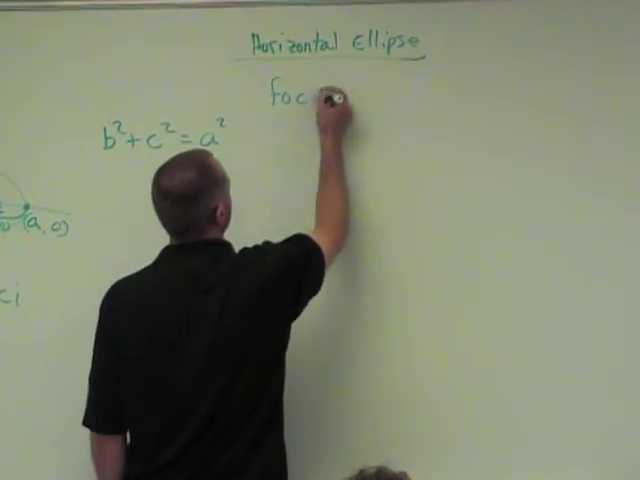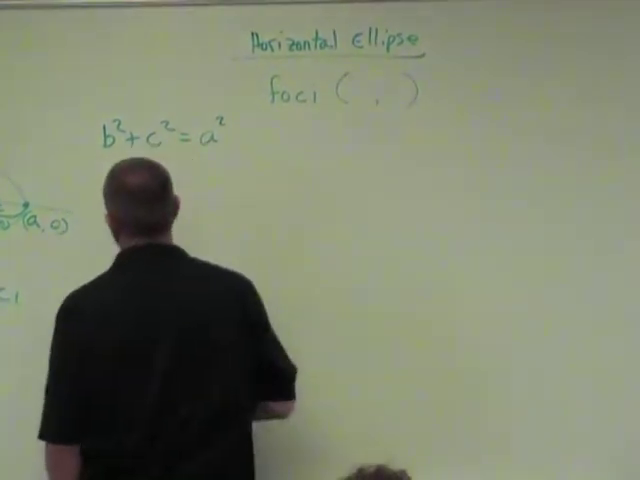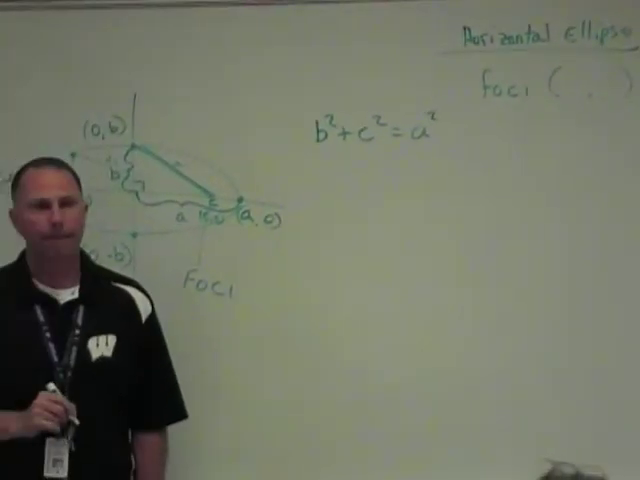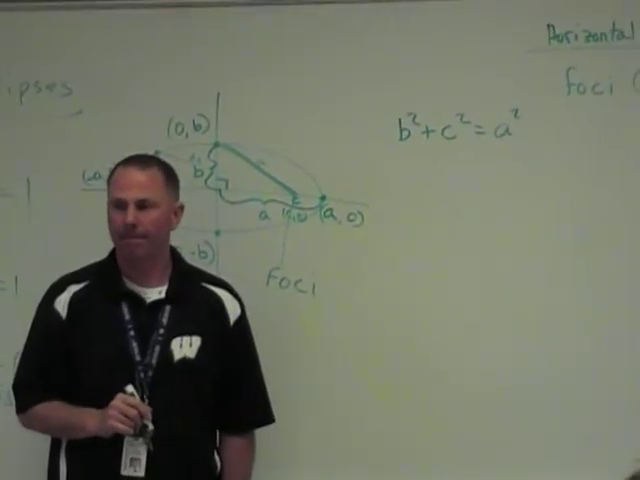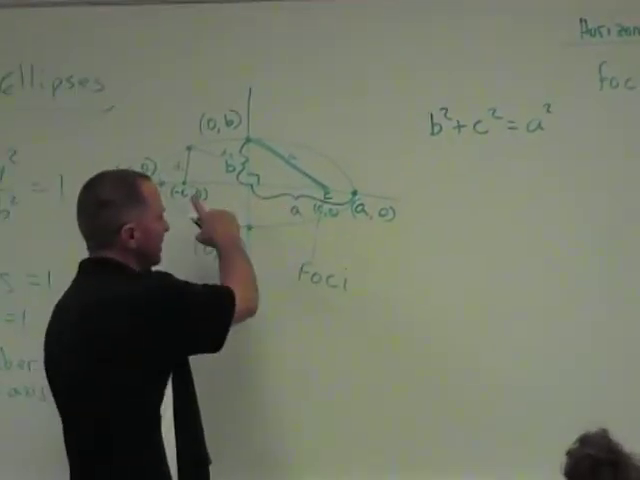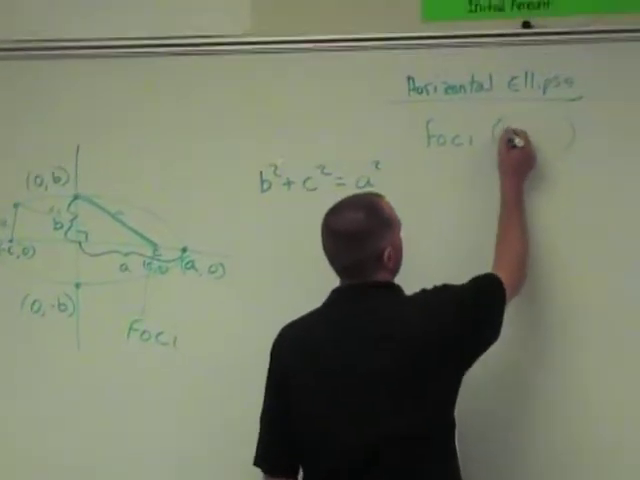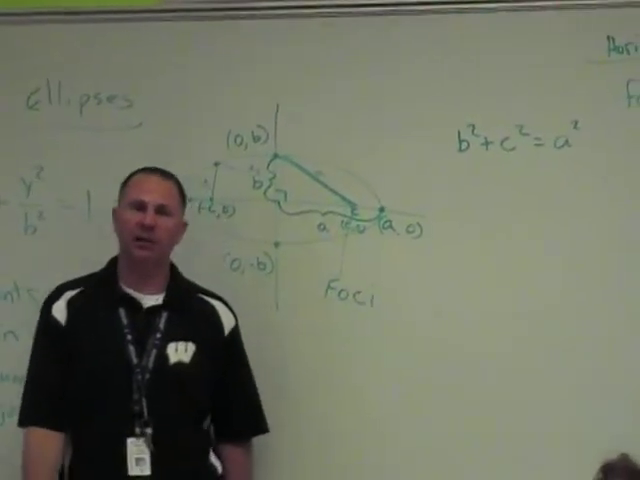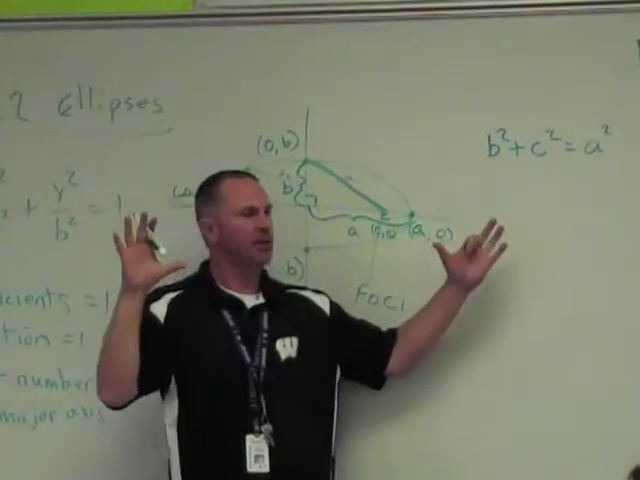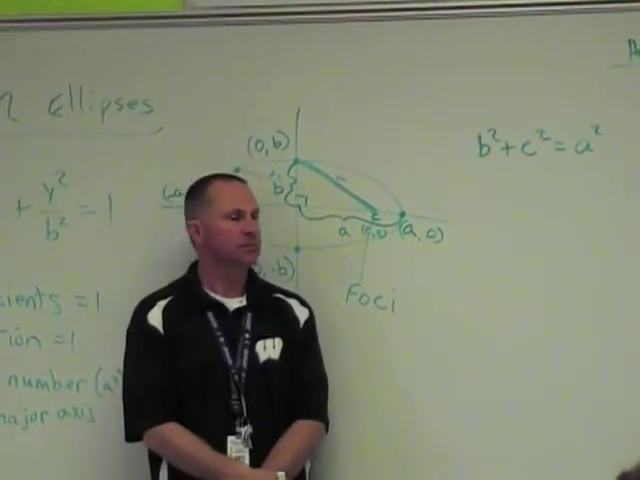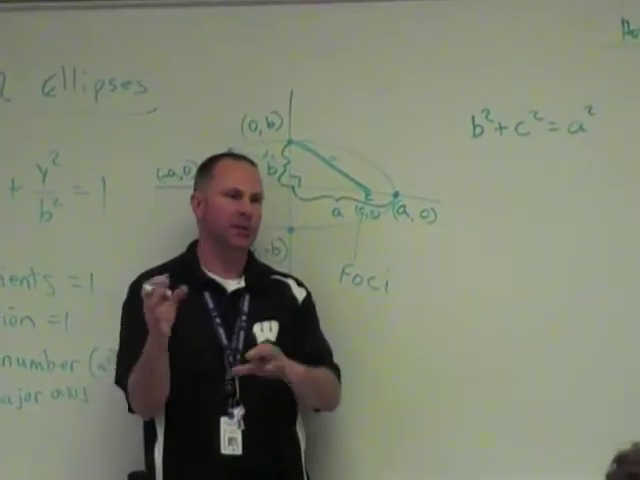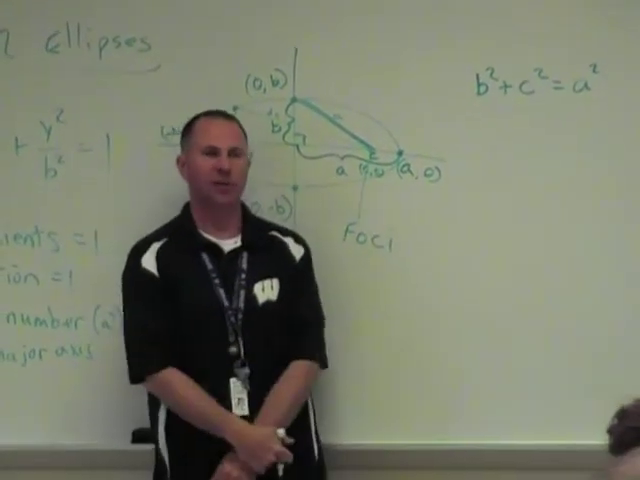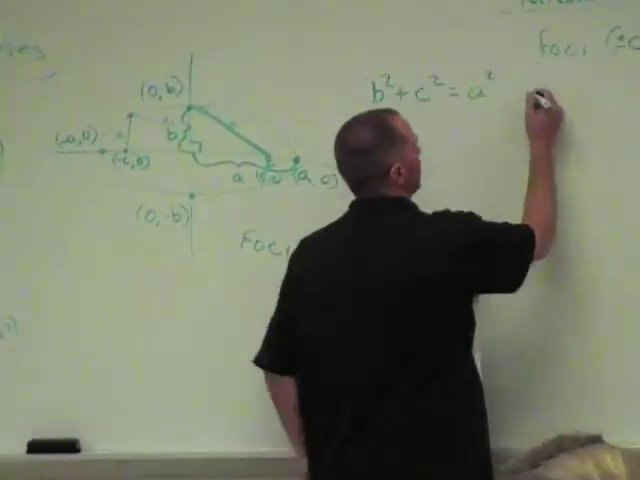The foci. Give me the coordinates of the foci. This is going to be positive and negative c, 0. Your focal points are on your major axis, so for the horizontal ellipse it is on the major axis. That's the first thing you've got to tell me. It doesn't have to be in this order. One of the 5 things you've got to tell me.